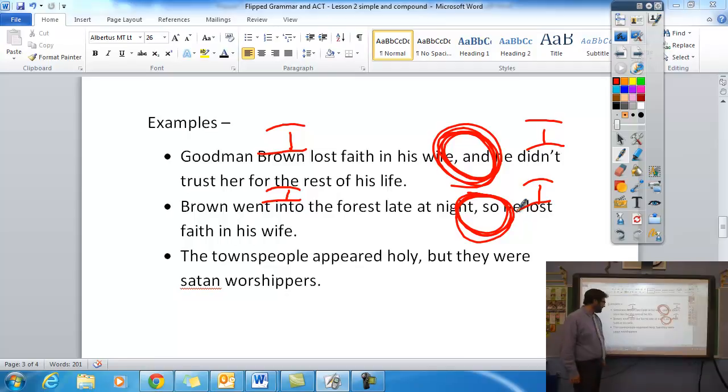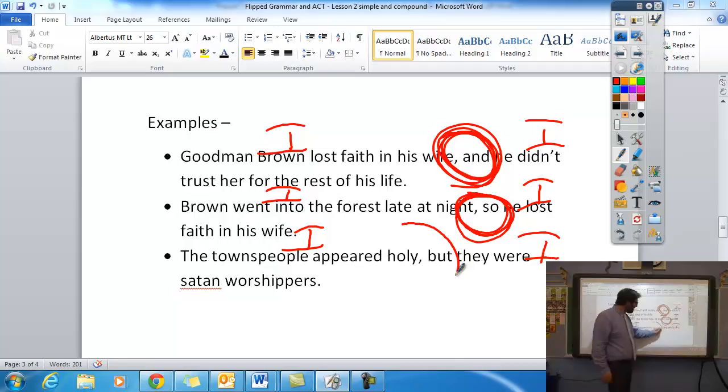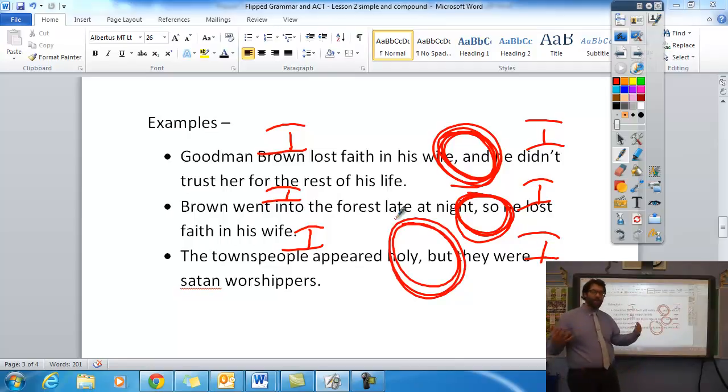Last one. The townspeople appeared holy, comma, but they were Satan worshipers. They appeared holy. That's an independent clause that could be its own sentence. They were Satan worshipers. That's an independent clause that could be its own sentence. We connect those two in the same sentence with a comma, but. Comma fanboy. That's how we make compound sentences.